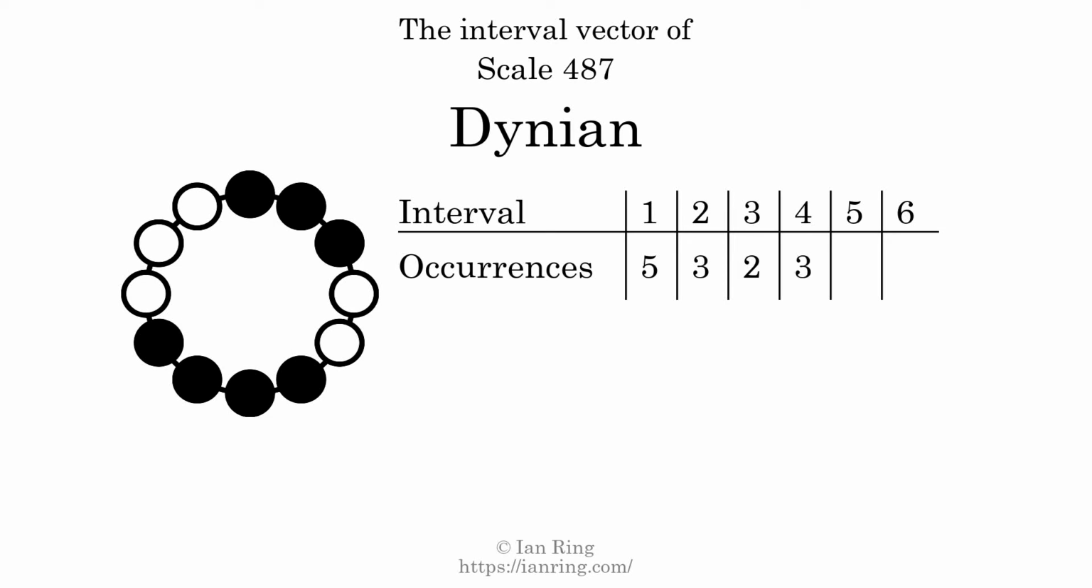There are 3 intervals with the size of 4 semitones. They are here, here, and here. There are 5 intervals with the size of 5 semitones. They are here, here, here, here, and here. There are 3 intervals with the size of 6 semitones. They are here, here, and here. Each interval does not appear in this scale a unique number of times, so this is not a deep scale.